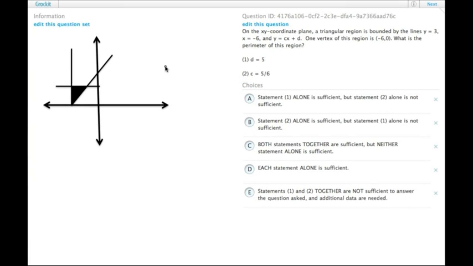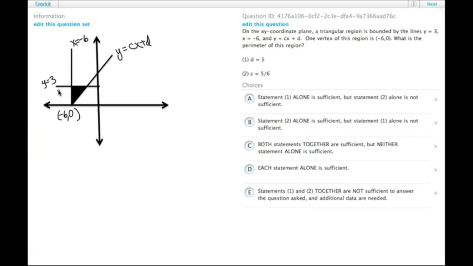So we have a triangular region bordered by 3 lines. We have y equals 3, that's this one. We have x equals -6, that's this one. And y equals cx plus d, which is obviously the third one. And one vertex of this region is (-6, 0). Well, it doesn't take a rocket surgeon to realize that's this one down here.